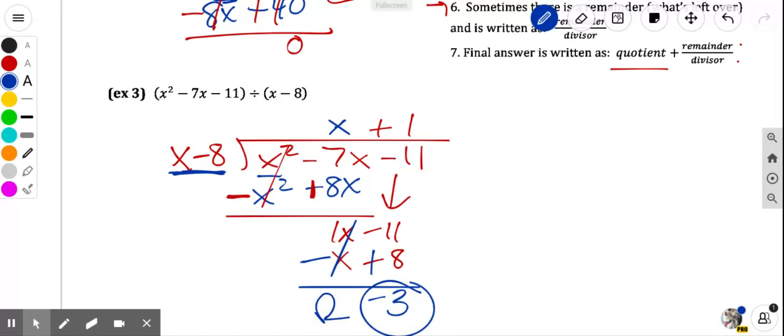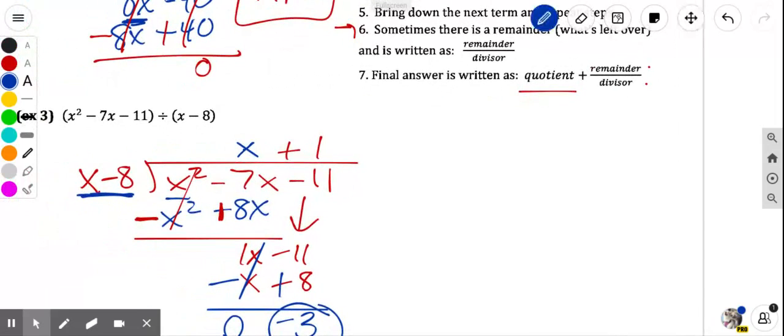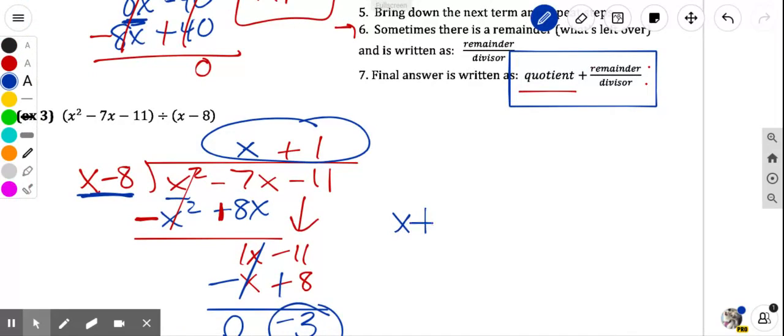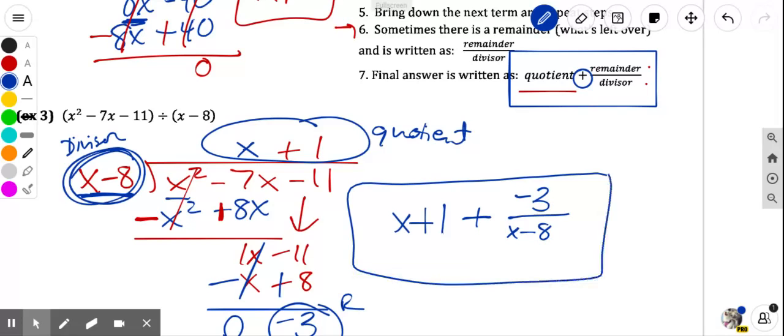And so what you do is you write it like this. Quotient, which this is the quotient. So x plus 1 plus remainder over divisor. Remember, this is the divisor. This is the quotient. This is the remainder. So then this is your final answer. Okay, let's do a couple more.